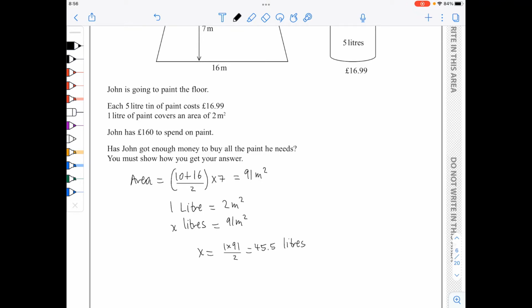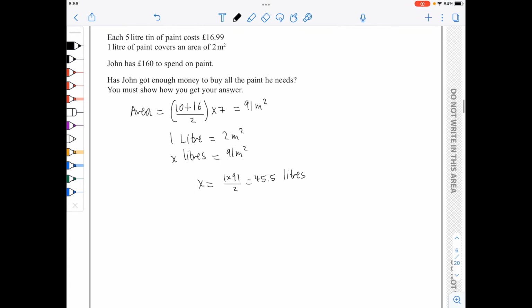Now we were told that the paint is coming in tins of 5 liters, so 45.5 over 5 is 9.1, so we need 10 tins, each costing 16.99, which means that we need a total of 169.90 pounds, which is greater than 160, and therefore there is not enough money.